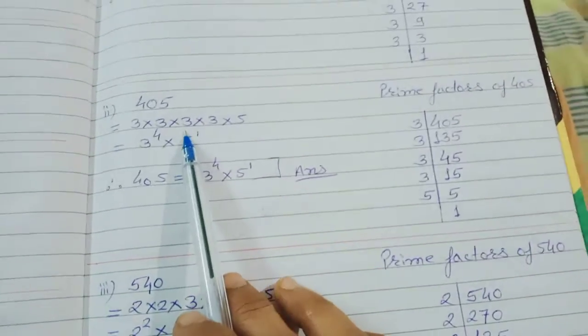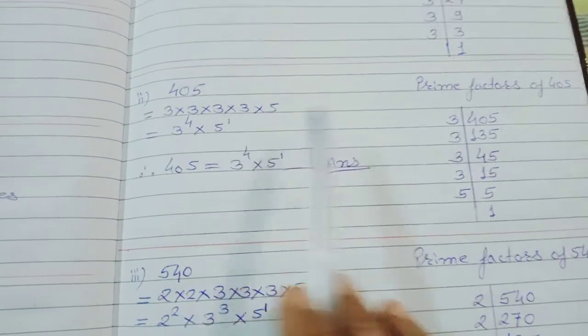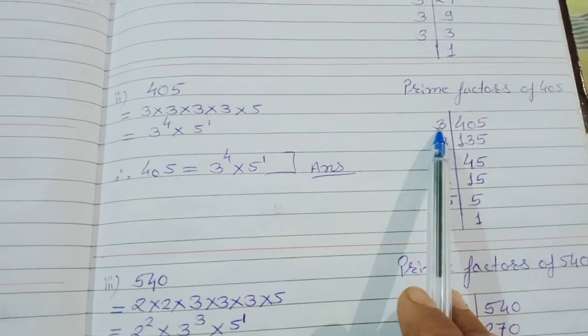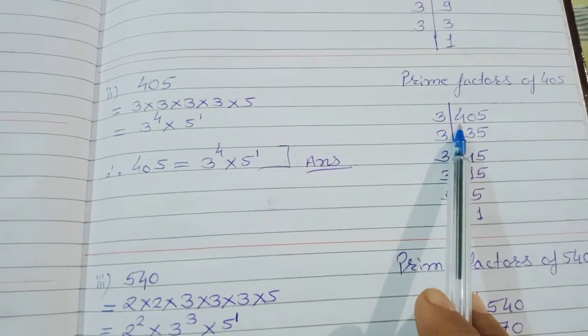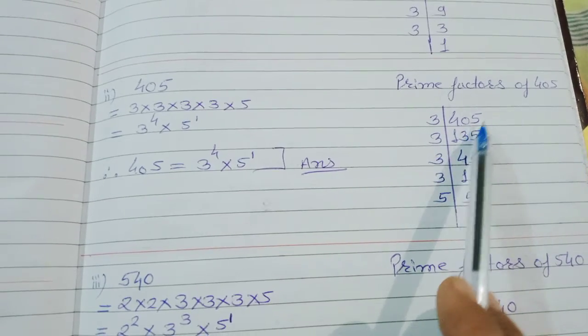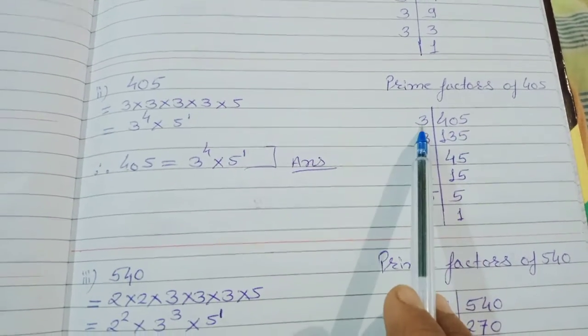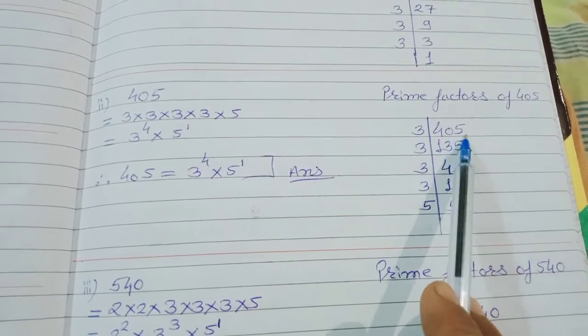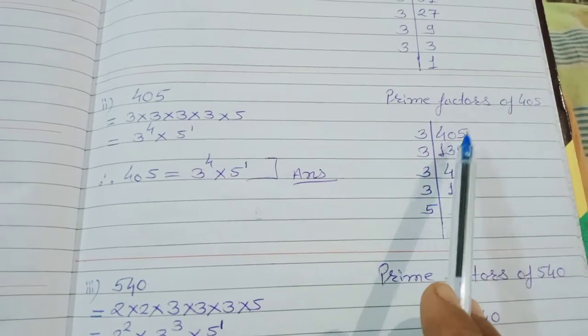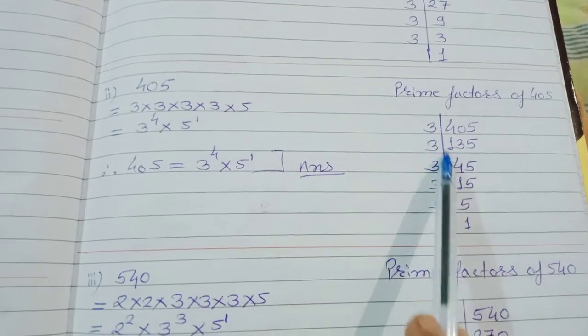Similarly, we are solving 405 on prime factorization. Unit place number is 5. This number cannot be divisible by 2. We will divide it by 3. Why? Because the sum of these digits is 4 plus 5 is 9. 9 is divisible by 3. 3 1s are 3.